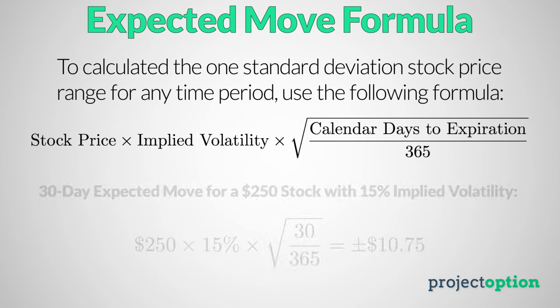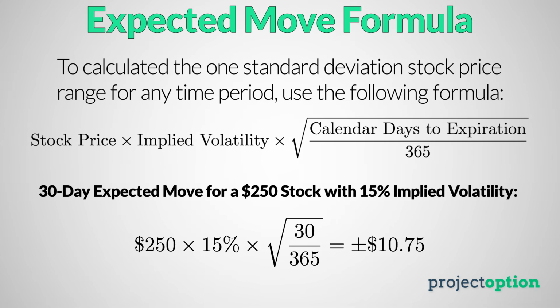For example, on a $250 stock with 15% implied volatility, the 30-day one standard deviation range would be $250 times 15% times the square root of 30 over 365. That gives us a 30-day one standard deviation range of plus or minus $10.75, meaning that the stock has an implied 68% probability of being within $10.75 of $250 30 days from now.